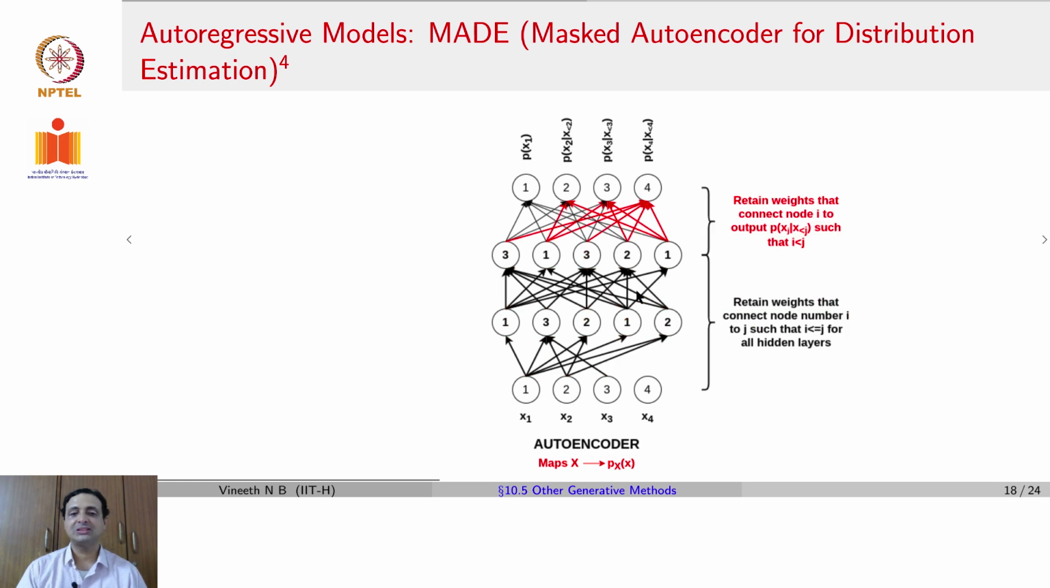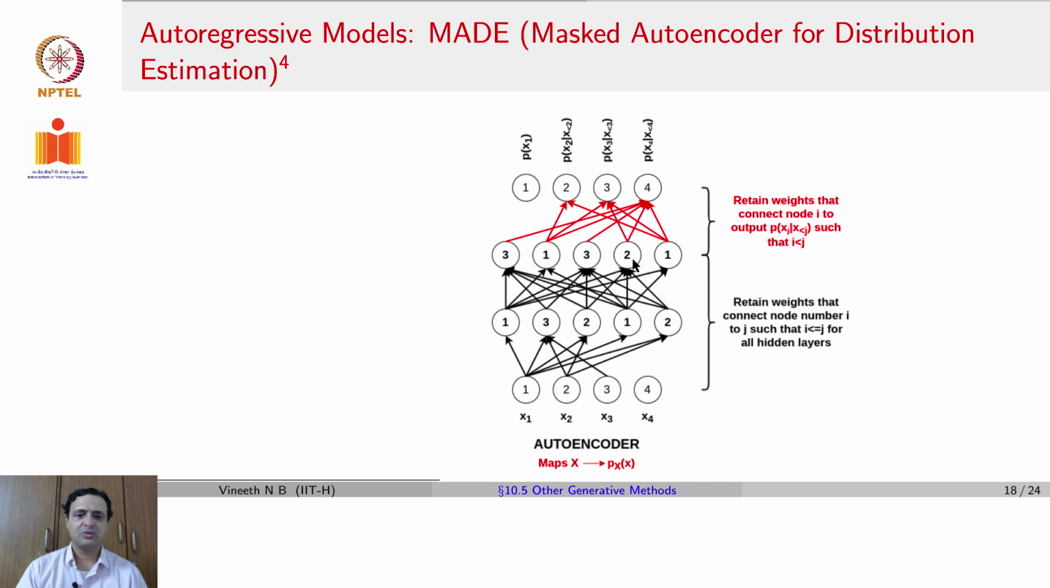We also do this for the last layer, where we only retain weights that connect node i in output p of xi to xj, such that j is less than i. So if you have 2, you only connect that with 1. Similarly, 3 is connected with all 1s and 2s, so on and so forth. And once again, you eliminate all other weights.